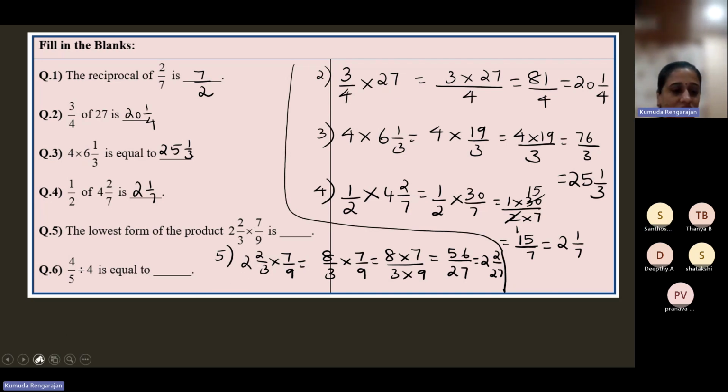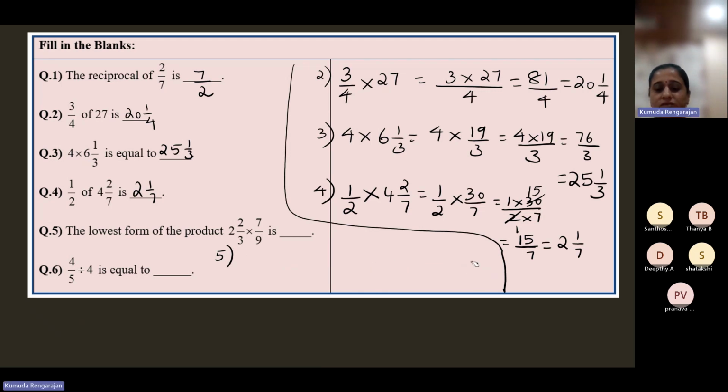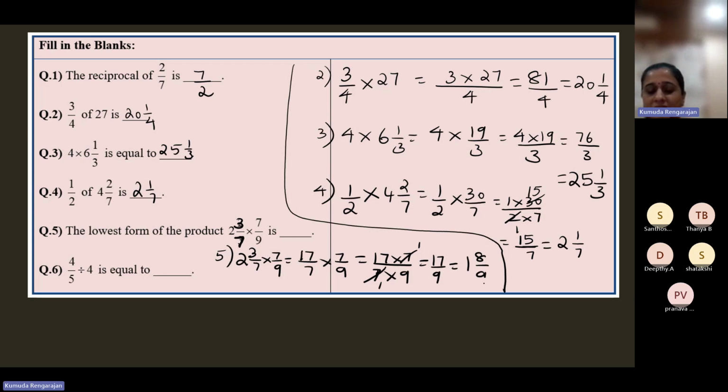Okay, the question in the book is 2, 3 by 7, children. So let me correct the question and write the correct answer. That's why my answer did not match with yours. 2, 3 by 7 into 7 by 9 is equal to 7 twos are 14, 14 plus 3, 17. 17 by 7 into 7 by 9. So multiply the numerators. Multiply the denominators. 7 and 7 cancel out. 17 by 9. As a mixed fraction will be 1, 8 by 9. Am I right now, children?